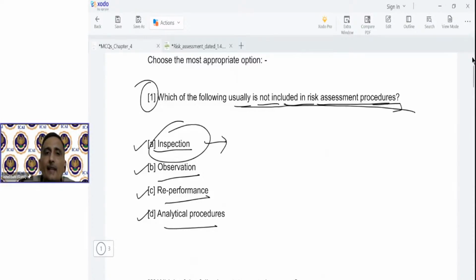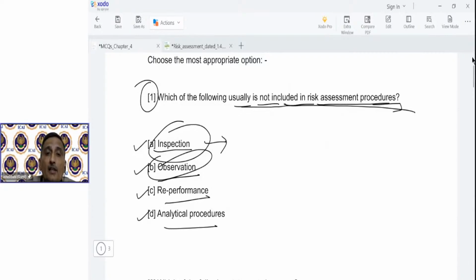Second thing is observation. When I am observing something, somebody doing some work, then I am also assessing the risk. What could be the possibility of it going wrong? What is the risk involved in this activity?